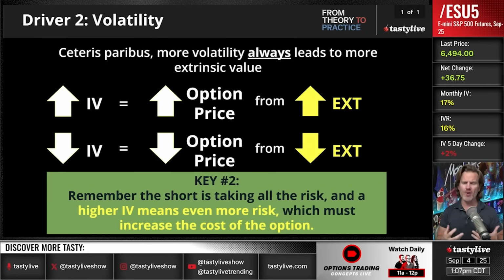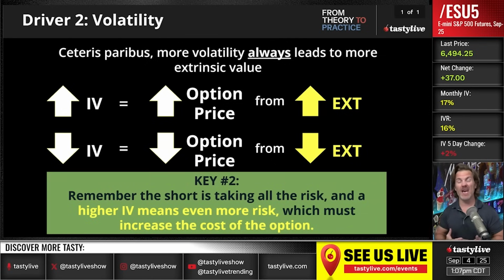But right now, just understanding the base relationship between the long and the short and remembering, hey, the short side's taking all the risk, is really helpful here. Because if you have a higher volatility instrument, then you are by definition going to have more risk that the short side has to absorb.